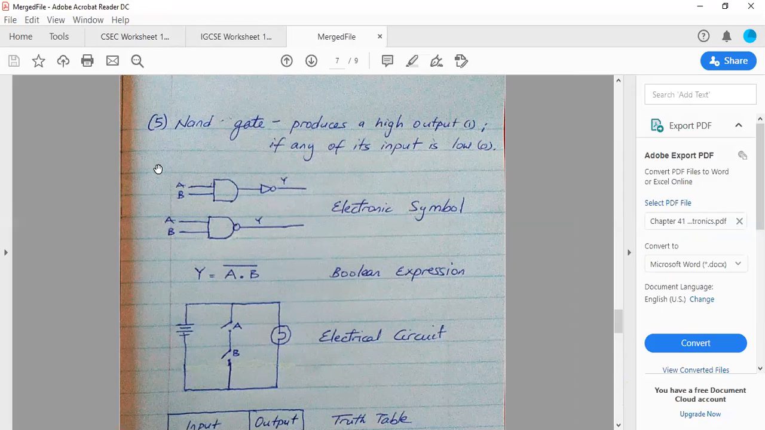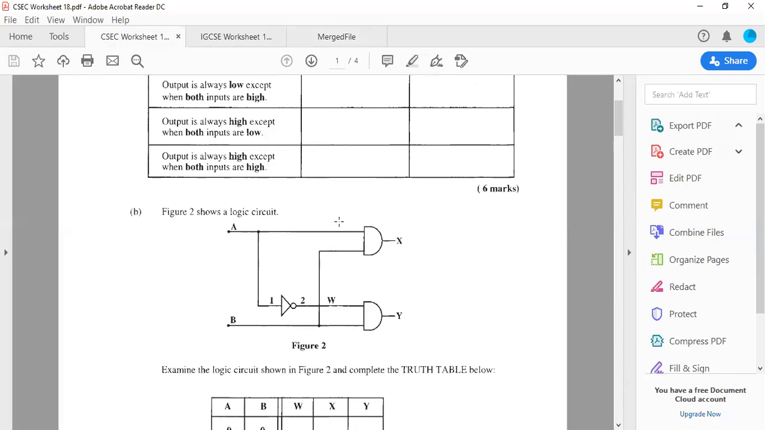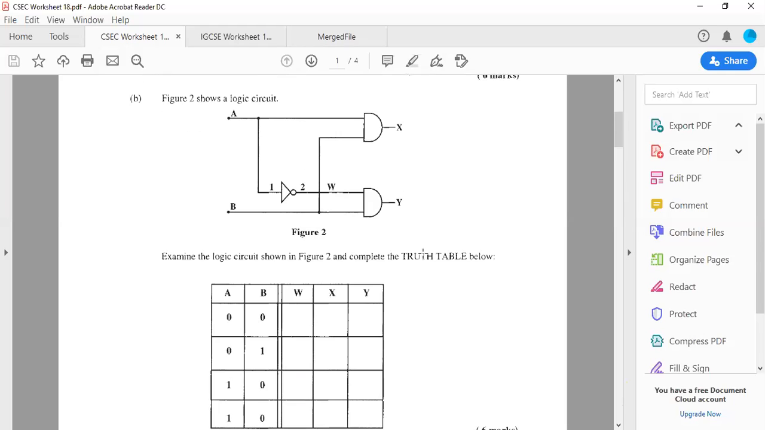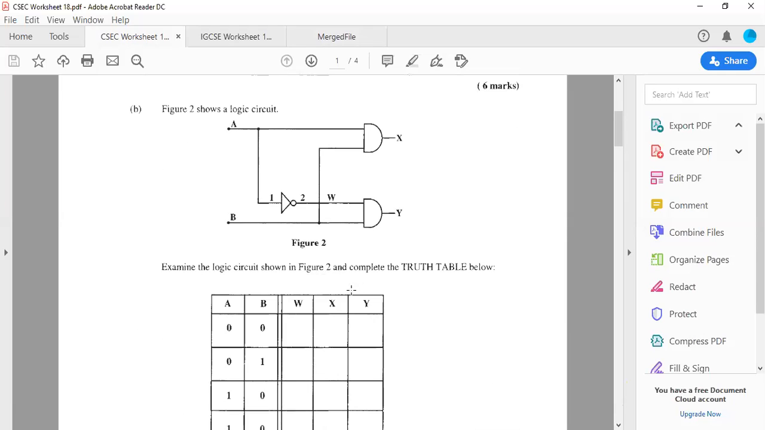So most of the C-Sec students, you all completed that. I'm not hearing from the C-Sec students. Good, excellent. So we complete the table. Your first answer is the AND gate. Second answer is the OR gate. Your third answer is a NAND gate. Good. So we're going on to figure 2.